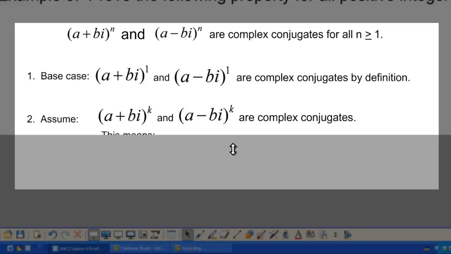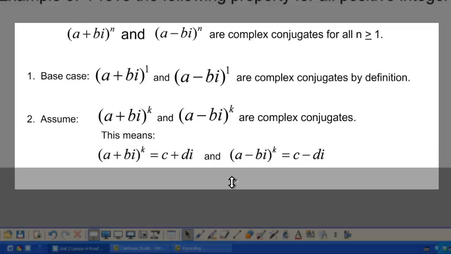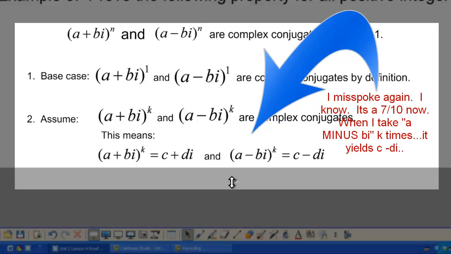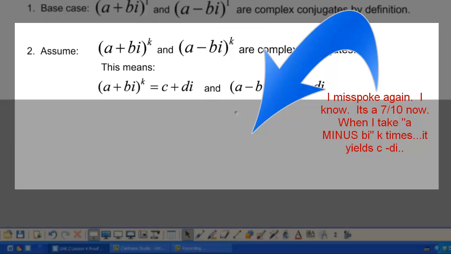We are going to assume that a plus bi to the k and a minus bi to the k are complex conjugates. This means if I would take a plus bi times a plus bi times a plus bi, however many k terms, it's going to yield some type of complex number c plus di. And when I take a minus bi to the kth power, it's going to yield some complex number c minus di.